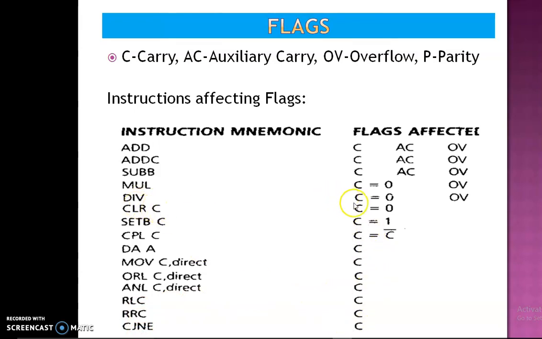So clear C means definitely carry flag is 0. Set bit C means you are setting the carry flag. That's why carry flag is equal to 1. Then complement C means you are complementing the previous content of the carry flag. So whatever the previous content is, it will be C bar. So remaining instructions are affecting carry flag, that depends upon the result.